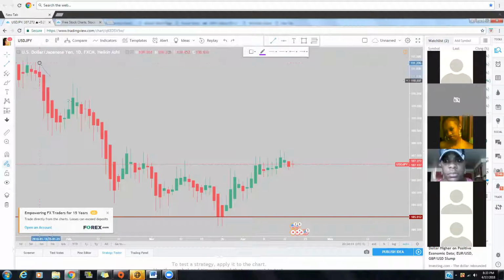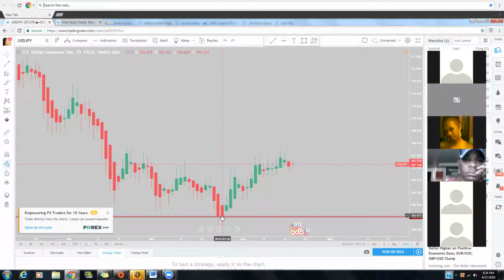Where the market came down, hit this area, and then it reversed and went up. So we see that. So this is our support. This is our floor. This is where the low is. Whatever you want to refer to it as, low, support, floor, this is what it is, and this is where you find it. Now you want to find your high.